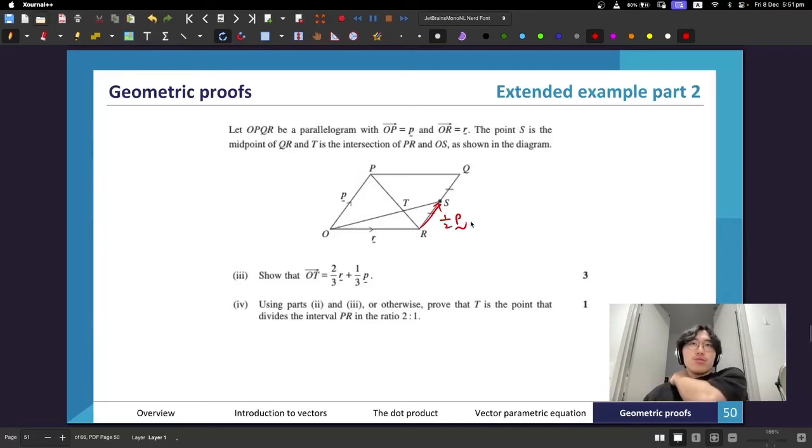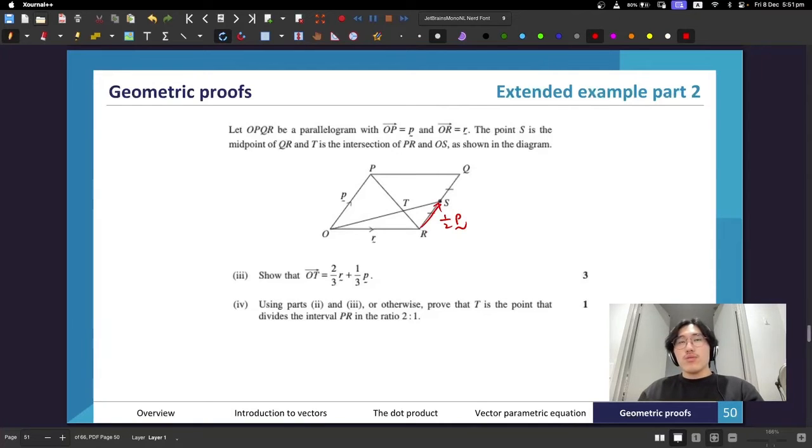I feel like that might be important, so let's write it down. And OR equals R. Show that OT equals 2 on 3 R plus 1 on 3 P. When you're confronted with a question, this is actually quite a difficult question. You're confronted with an interval that you don't know how to prove, but you are given intervals between other things.